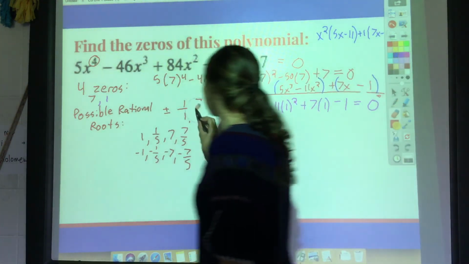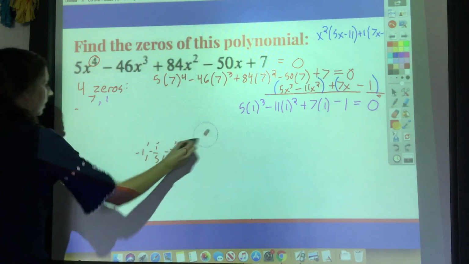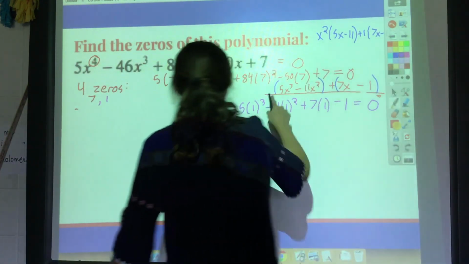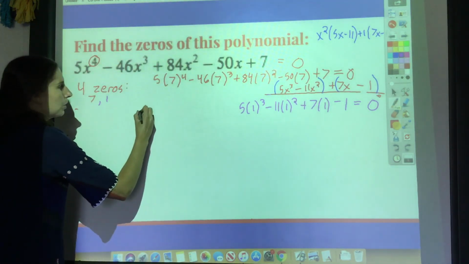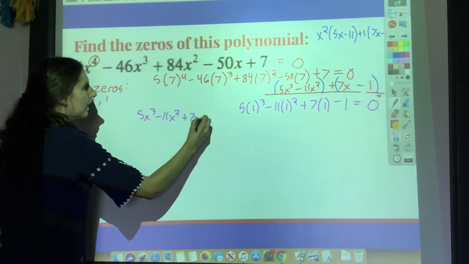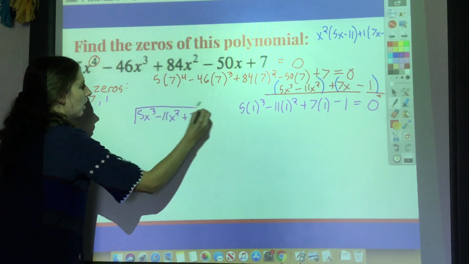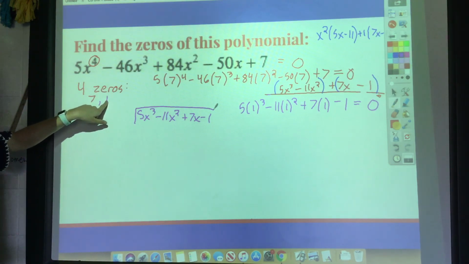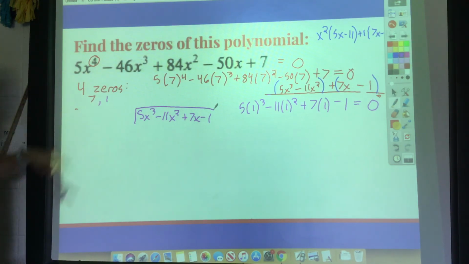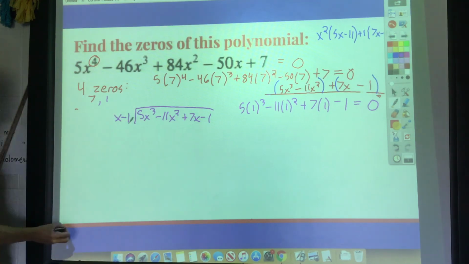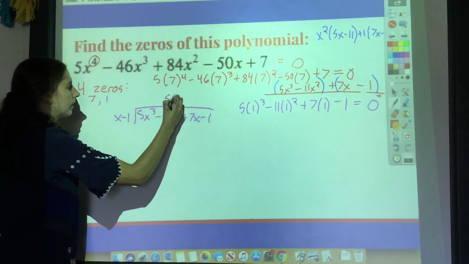Let me clear this out. So I'm going to take what I have left, which was 5x cubed minus 11x squared plus 7x minus 1, and do some long division with the root that I just found, 1. Remember, if the solution is 1, then the factor is x minus 1. And let's do some long division. I'm going to just go quickly here.